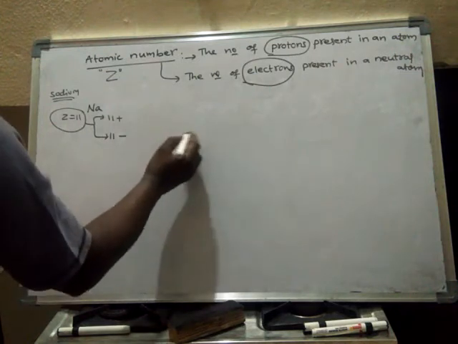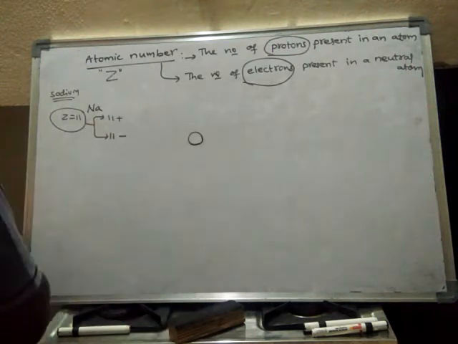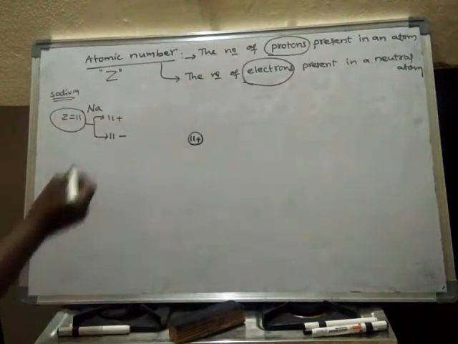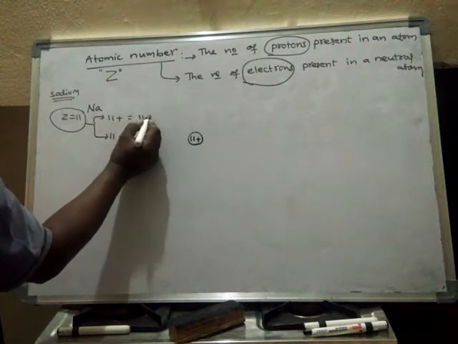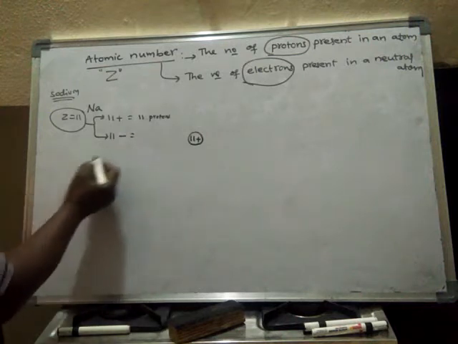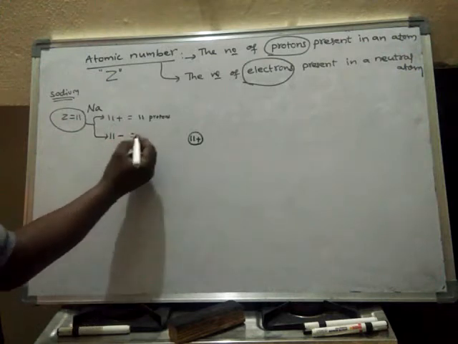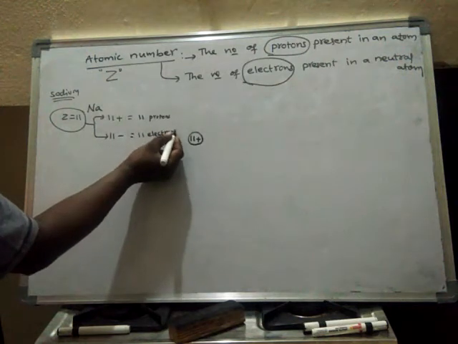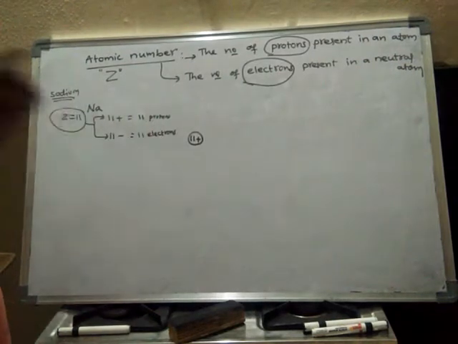Suppose I am drawing the diagram of a sodium atom. Suppose this is the nucleus of the sodium atom. It is having 11 positive charges, because positive charges means protons, 11 protons. Negative charges means 11 negative charges, that means 11 electrons. So the sodium atom is having 11 protons and 11 electrons. Where are these protons and electrons present in the sodium atom?